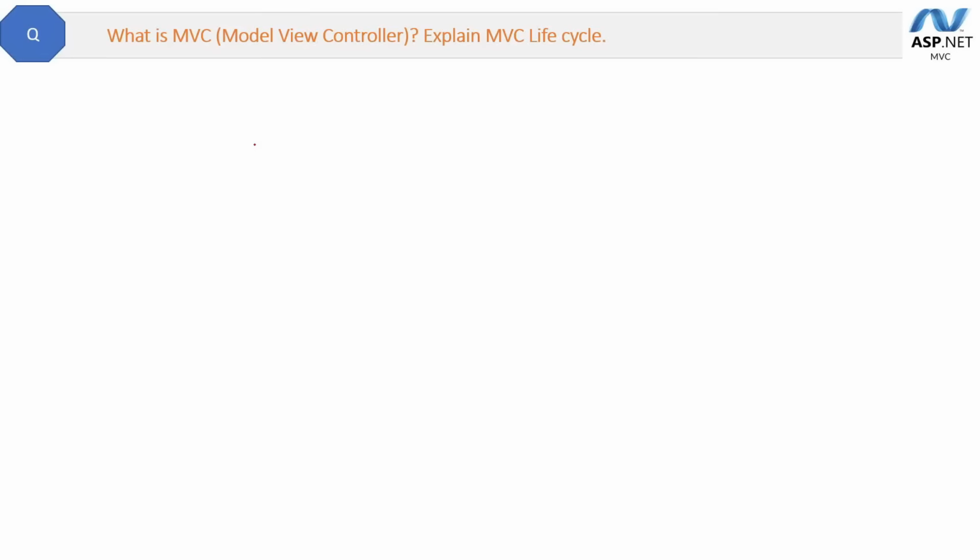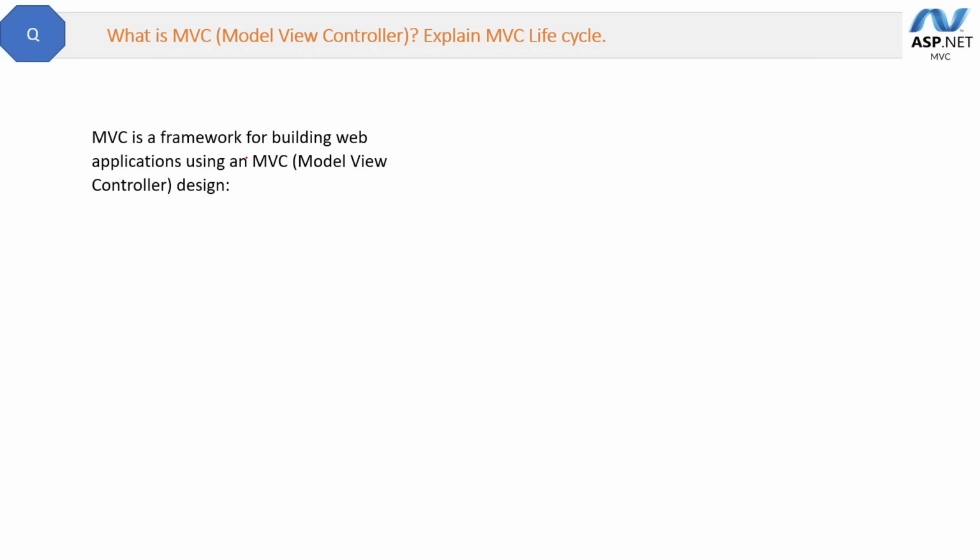What is MVC? MVC stands for Model View Controller. Explain the MVC lifecycle. Here is the simpler definition of MVC. MVC is a framework for building web applications using an MVC Model View Controller design. The model represents the data. The view displays the data.